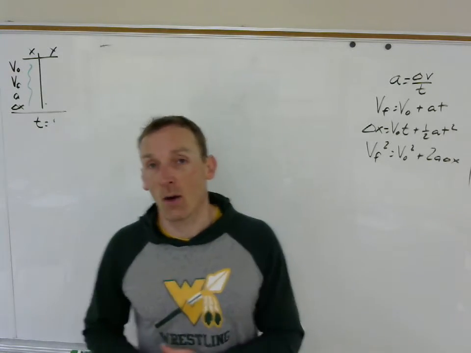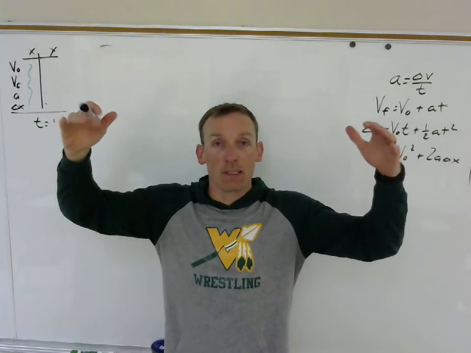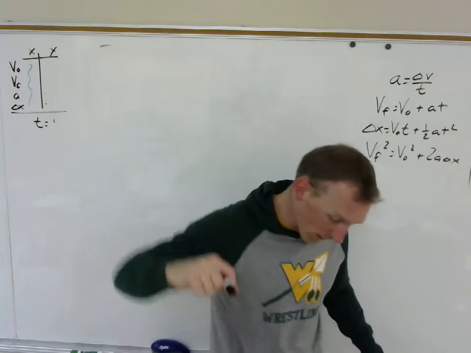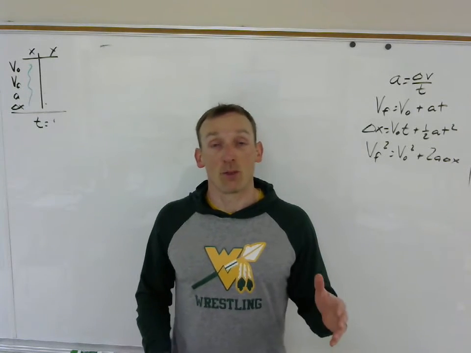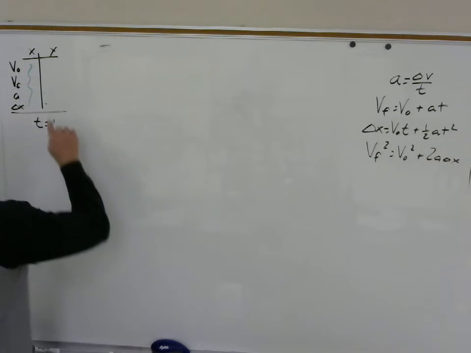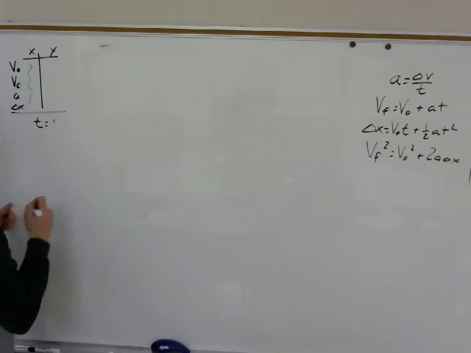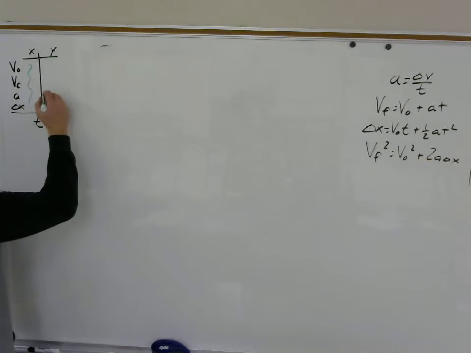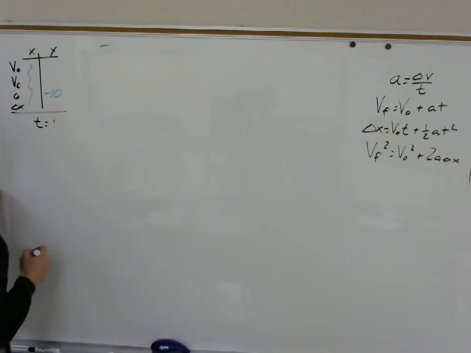So we are now on top of a 100-meter building, and we have a water balloon, and we're throwing it downward at 10 meters per second. All right, so what are some things that we know about this? We know, again, because anything going vertical has the acceleration of negative 10 meters per second squared. We know that to be true.